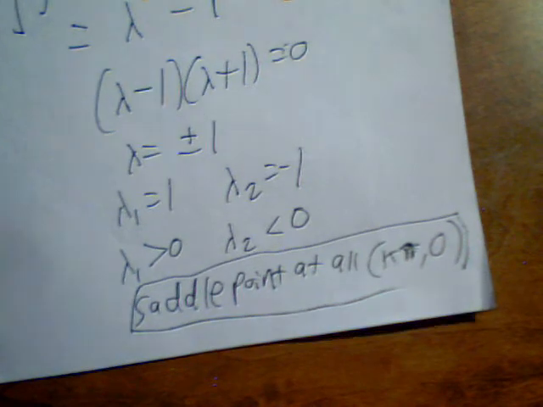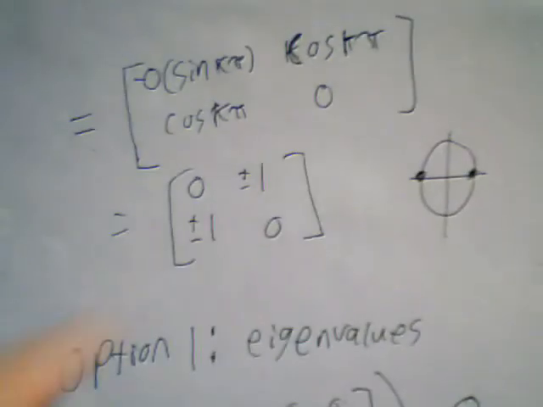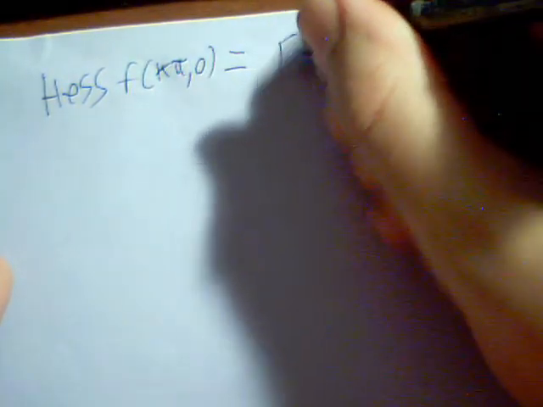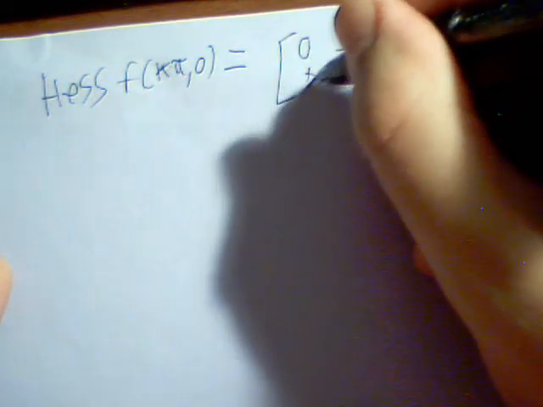That was option 1. If we go back up here, I'm going to rewrite this Hessian. Remember, my Hessian at this specific point was 0, plus minus 1, plus minus 1, 0.